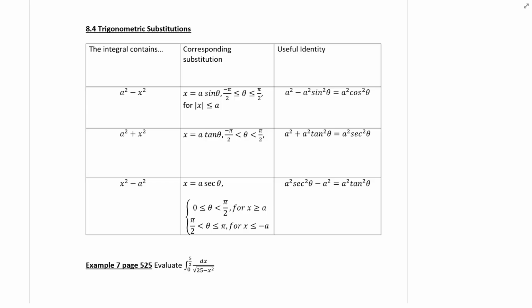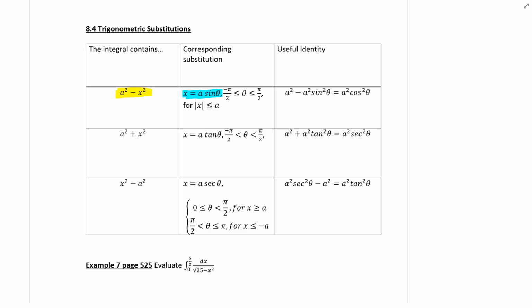In this video, we'll solve a few integrals involving trigonometric substitutions. So there are a few situations. If the integral contains a term of a squared minus x squared, where a is a constant, use the substitution x equals a sine of theta, where theta is between negative pi over 2 and pi over 2.